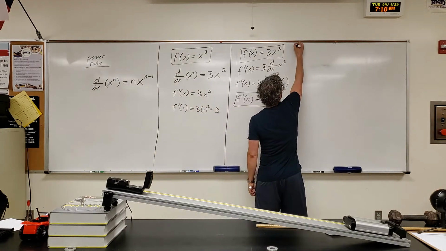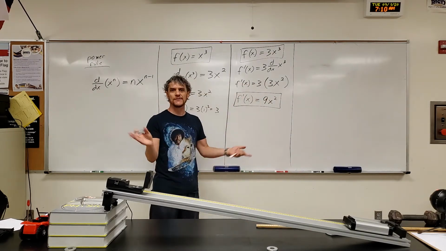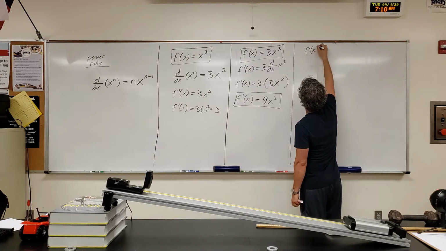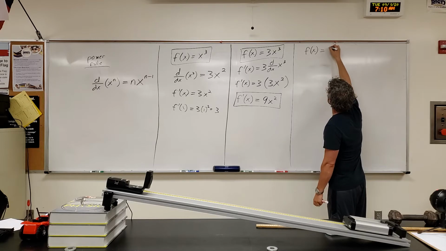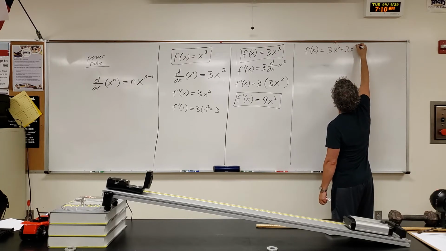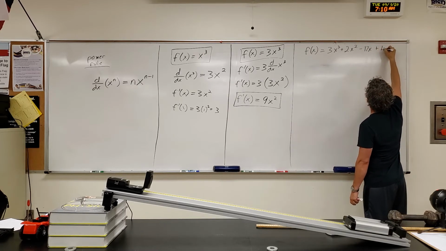And let's do one last example where we use the constant multiple rule, the sum and difference rule, and the power rule all together. Let's say I have a more complicated polynomial like f of x equals 3x cubed plus 2x squared minus 17x plus 42.